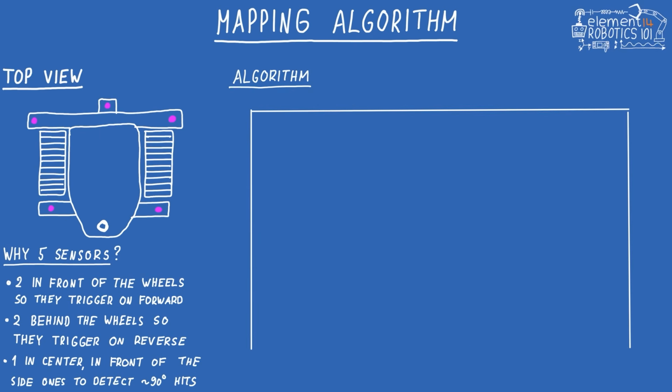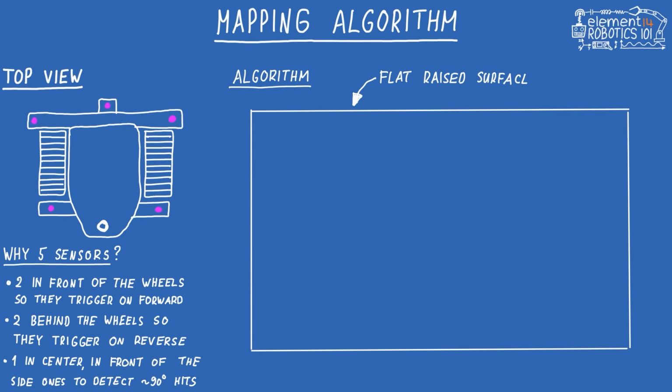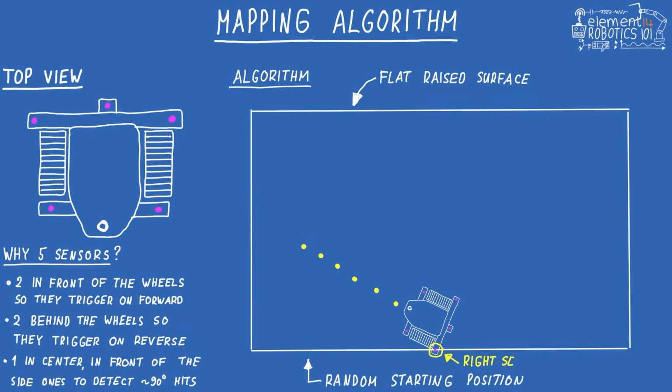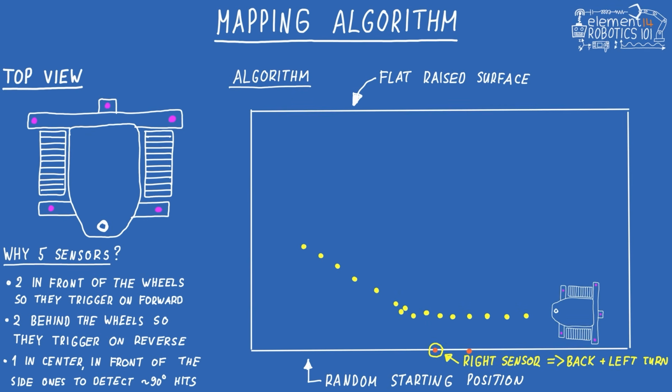First of all, we have a flat raised surface, just imagine a table, and we will have a random starting position for a robot. All of our robot wants to do is just move forward, but as the sensors are triggered, it will do different things. So as it moves forward, the first trigger will be the front right sensor. Once we trigger that, the robot needs to go back and do a slight left turn, like this. And then it goes again. It will hit again, it will do the same thing. It will keep going on forward until it hits the center sensor like this.